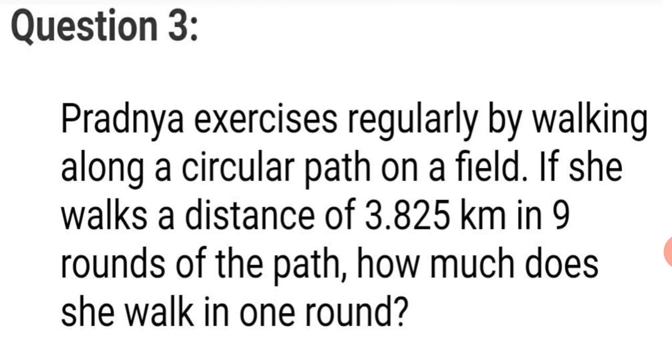Pradnya exercises regularly by walking along a circular path on a field. If she walks a distance of 3.825 kilometers in 9 rounds of the path, how much does she walk in one round? Now try to understand the sum. How much she walks is given in 9 rounds, and we have to find out how much she walks in one round. So ultimately we have to divide the total distance of her walking by 9, which will give us how much distance she walks in one round.